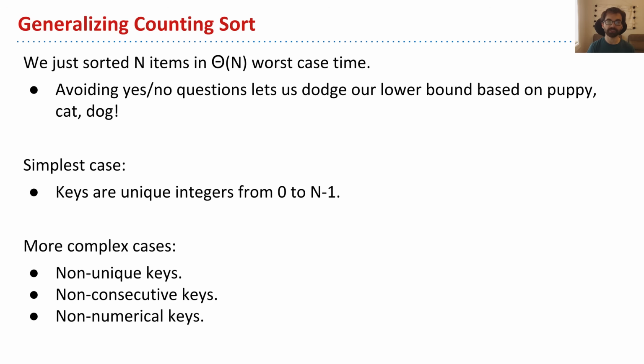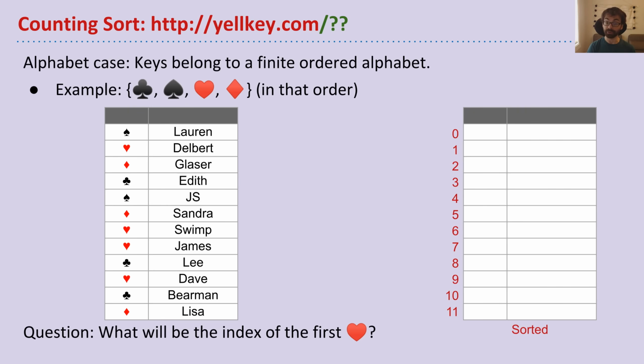To understand how we can generalize counting sort, I have a question for you. Let's suppose that instead of numbers, we have card suits. Here I have clubs, spades, hearts, diamonds, in this order, so that clubs is considered smallest and diamonds is considered largest. Just some arbitrary ordering that I picked. Okay. So, question for you.